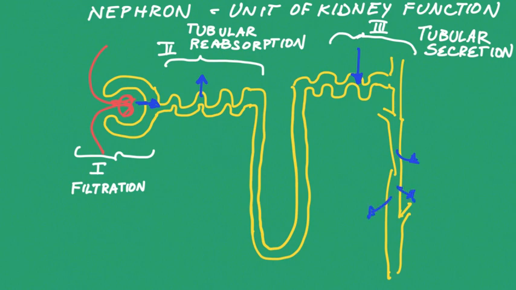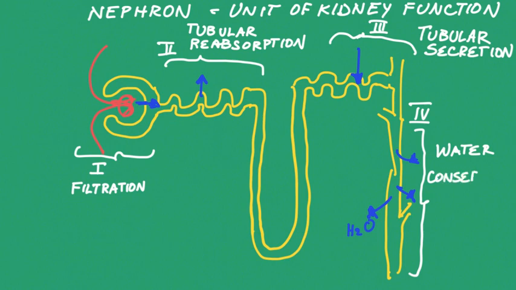The final stage of urine formation is water conservation. Depending upon the needs of the body, the water needs to be conserved or lost. And that mostly happens in the collecting duct, and we call this stage water conservation. And whatever comes out of this process is that little drop of urine that you see.